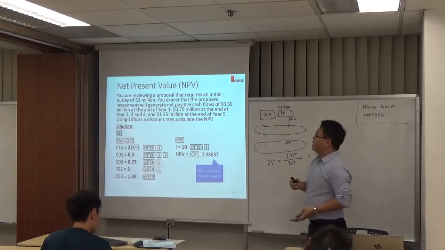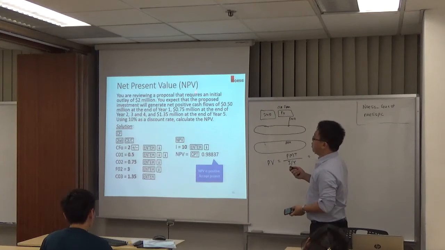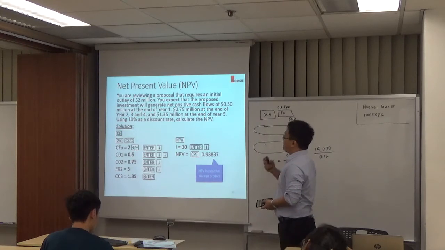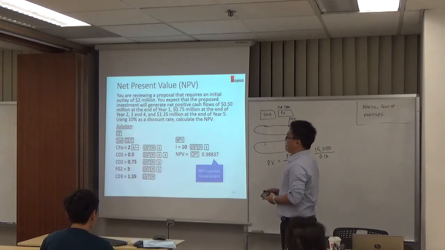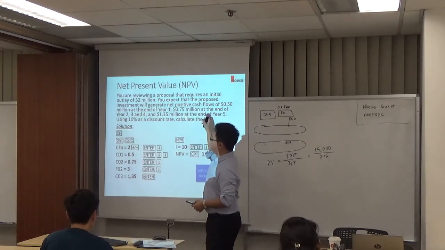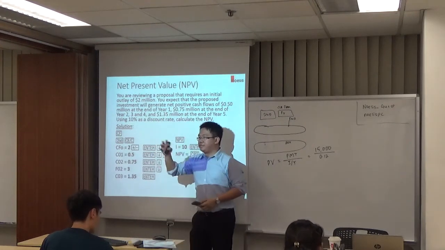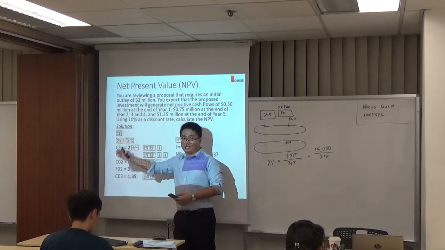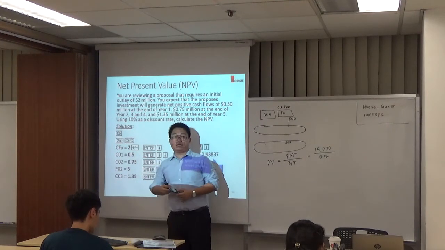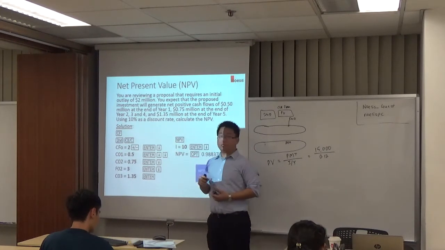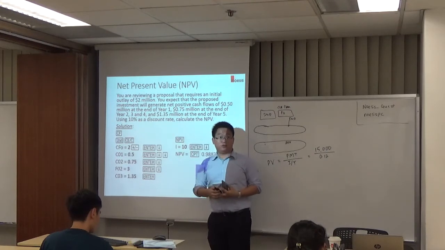It's just a supplement. So let's say you are reviewing a proposal that requires an initial outlay. Outlay means an investment of $2 million. You expect that the proposed investment will generate net positive cash flows of 0.5 million at the end of year one, and then 0.75 million at the end of years 2, 3, and 4. I purposely put it in such a way that it repeats: year 2, 0.75, year 3, 0.75, year 4, also 0.75. Then at the end of year 5, there's $1.35 million. So there are 5 years of cash flows there.